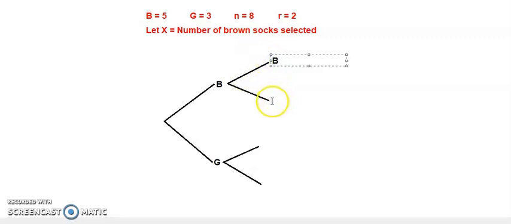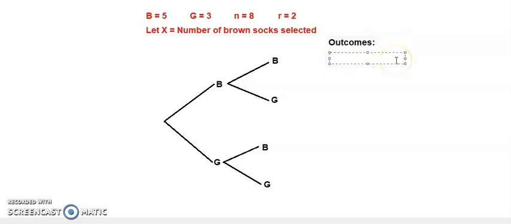So you put the labels here: brown, green, brown, green. Then put what the possible outcomes are. The outcomes here will be, so here either we get brown, okay. You want to choose 2, right? So either we get both brown, or we get brown, green, or here we get green, brown, or the last one, both are green, GG, okay?